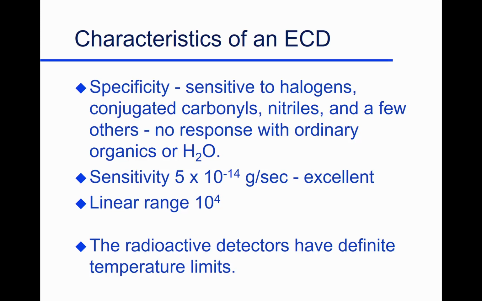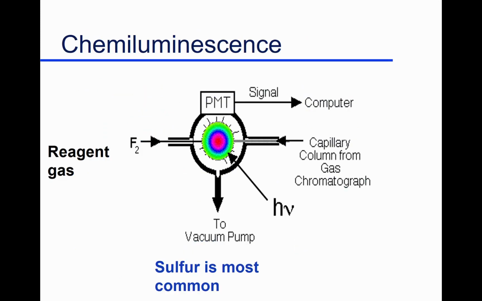Linear range, well, only linear over a change in concentration of 10,000. That seems pretty good, but it doesn't rate like some of the other detectors. They do have definite temperature limits. If you warm that up too much, the tritium volatilizes, it goes into the room, and that's not good. So anyway, there are things they have to look at when you use this detector.